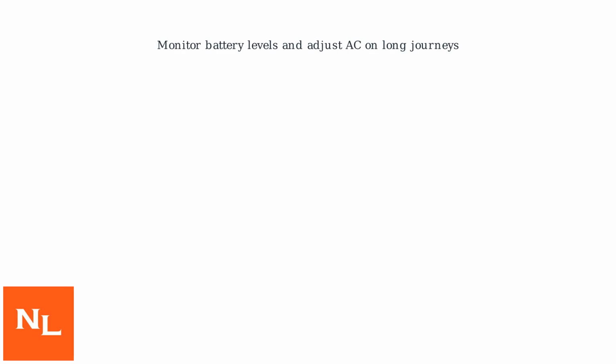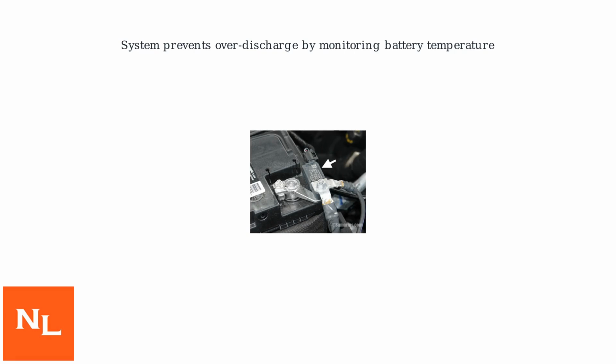Always monitor your battery levels closely and adjust AC usage accordingly, particularly on long journeys. Lower battery levels mean less power available, so disabling AC can help preserve range when you need it most. The Explorer EV's system automatically monitors battery temperature to prevent overdischarge when AC is enabled. This safety feature protects the battery from damage by limiting power draw in extreme conditions.